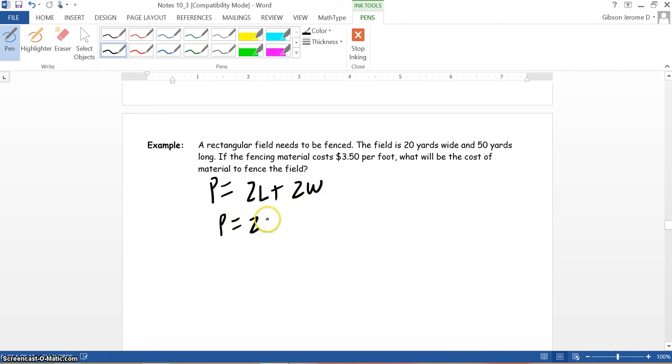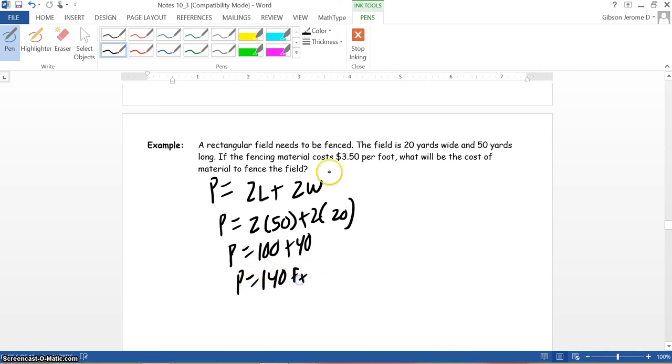So 2 times the length is 50. And we know the width is 20. So this will give us 100 plus 40. So the perimeter is 140. Now it'll be 140 feet.